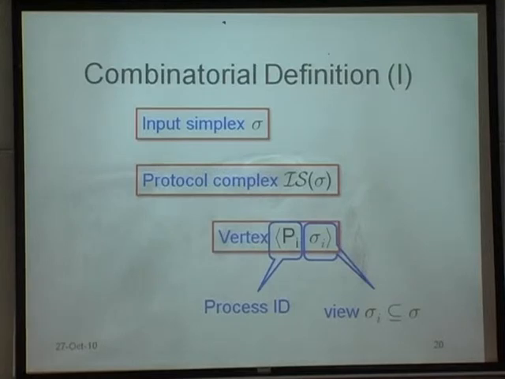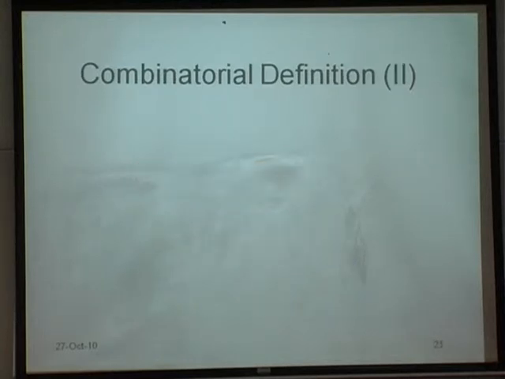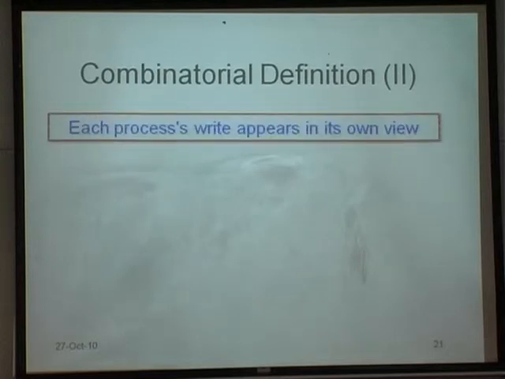So if you think of the input simplex as being the tuple of all the input values, then at the time I took my snapshot, I saw some subset of them. Which ones are they? Well, that's what's given by this face of the input simplex. So each vertex is labeled with a process ID and a face of the input simplex. Now, the fact that this is immediate snapshot means that it has even more structure.